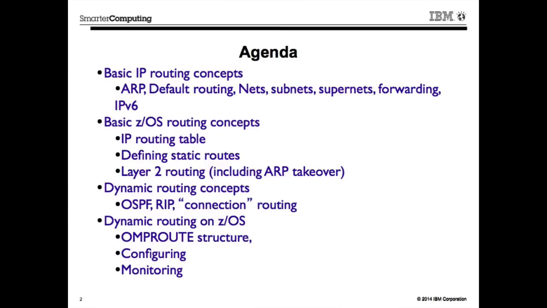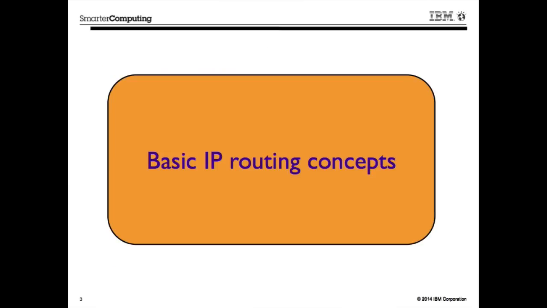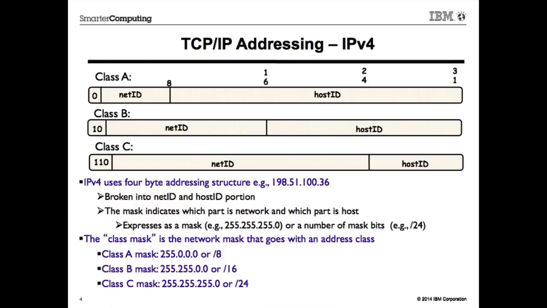So let's start on slide 4 with some basic IP routing concepts and just talk about how IPv4 addresses are constructed. And this matters because classes do matter in routing. You've probably seen this before. These are the classes of IPv4 addresses. The class of an address is determined by its first bits. Bit 0 is class A, and then 10 is class B, and 110 is class C.